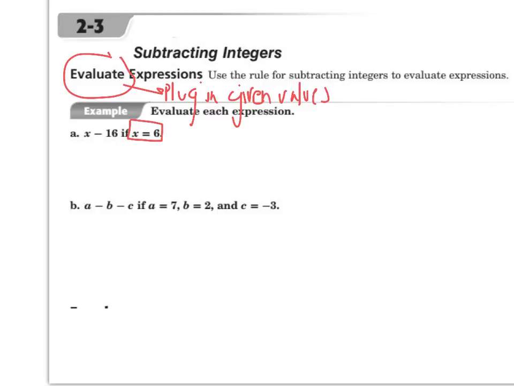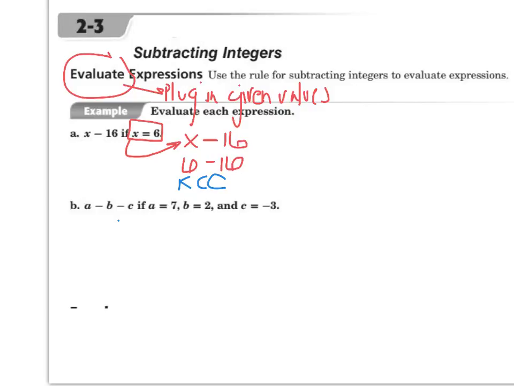So for this first one here, we have x minus 16 if x is equal to 6. So we have x minus 16. I'm going to rewrite it for more room. And then that x equals 6 just means I'm going to plug it in there. So that is 6 minus 16. Now, whichever strategy works for you with your subtracting integers, you can do that. I like the keep, change, change.